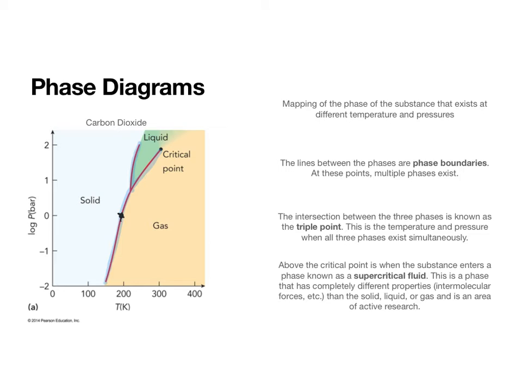There's another important point along the phase diagram, and that is what is known as the triple point. This is the point where all three phases exist simultaneously. And so this is the only point on the phase diagram in which the solid, the liquid, and the gas can all exist.